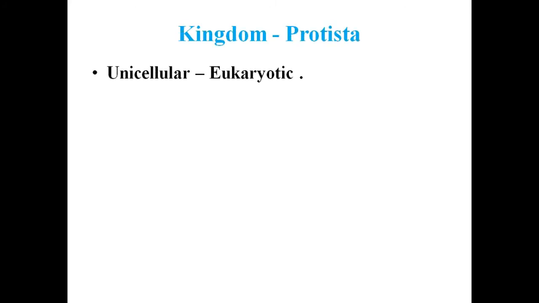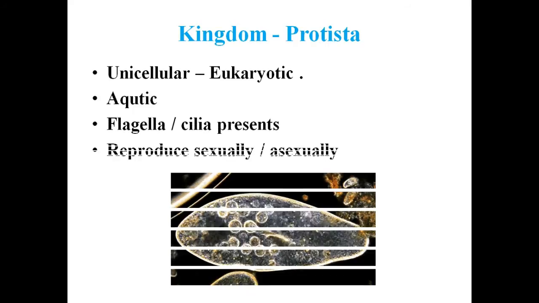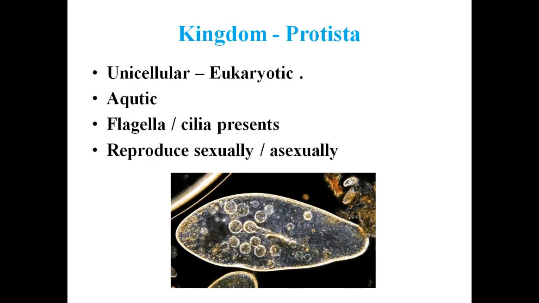Okay, the second kingdom is Protista. All single-cell eukaryotes are placed under Protista. We will see some salient features. First one is unicellular. It is unicellular and eukaryotic, because eukaryotic means it has a nucleus. It is aquatic. It has flagella and cilia are also present. It reproduces sexually and also asexually.